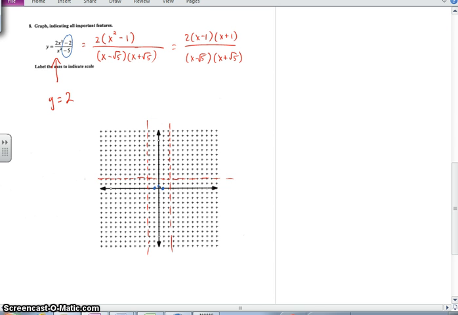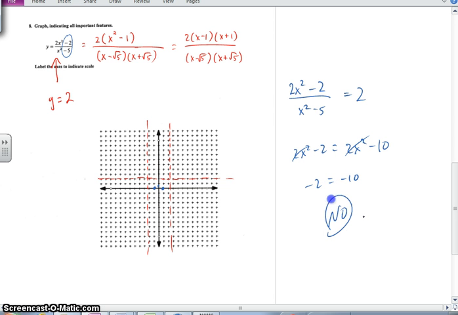Now, does it cross the horizontal asymptote? We should check that. We can check that fairly quickly. Basically, if we set this thing equal to 2 and try to solve it, I see that I get negative 2 equals negative 10, so no solution. That means this does not cross the horizontal asymptote.